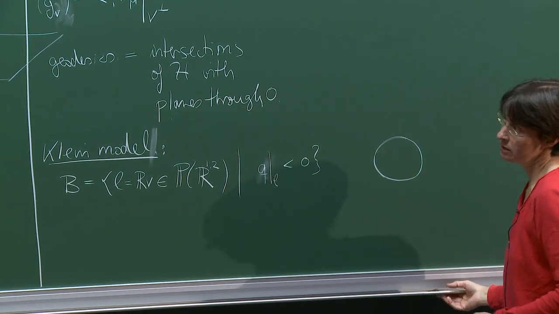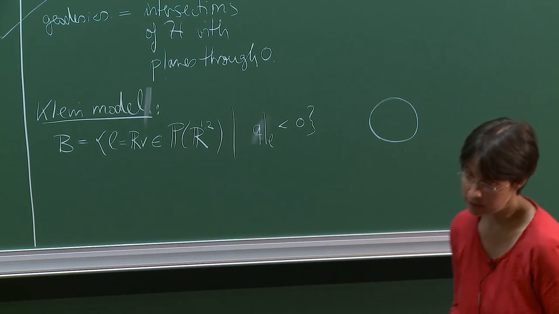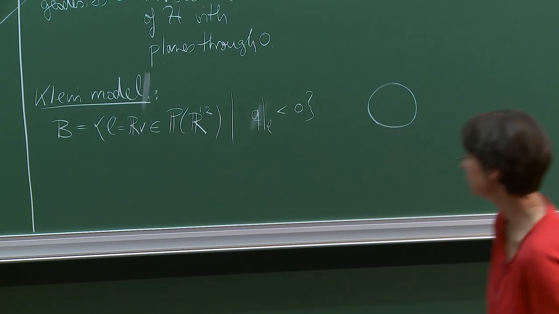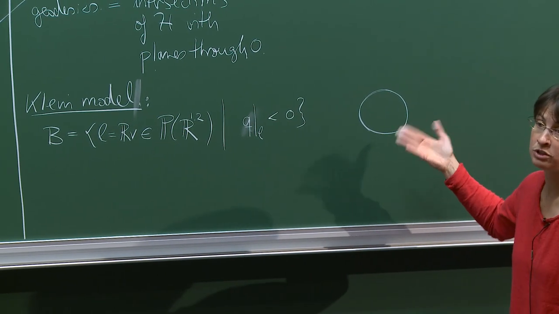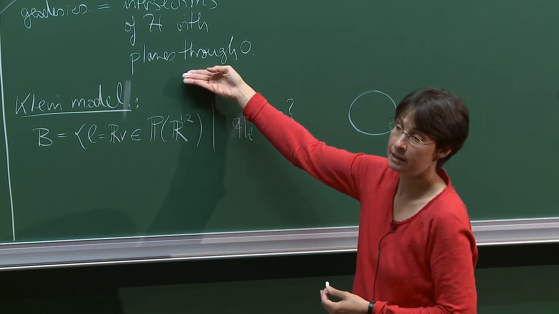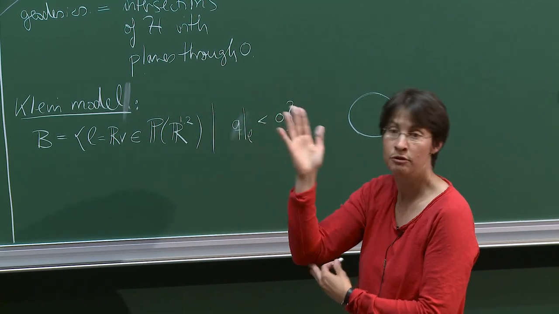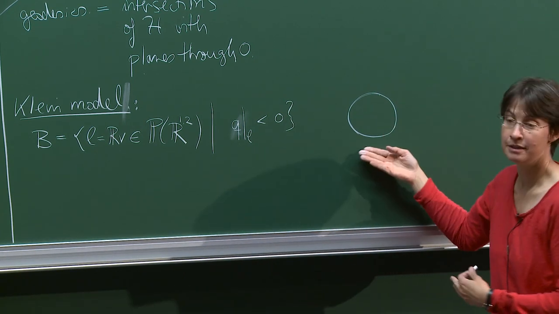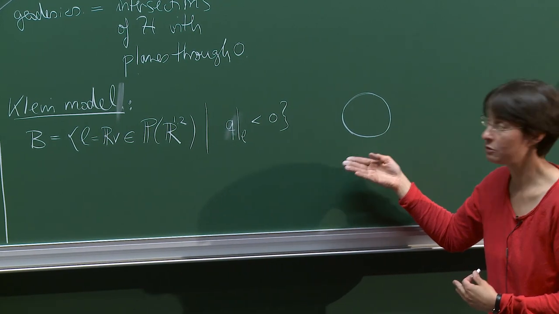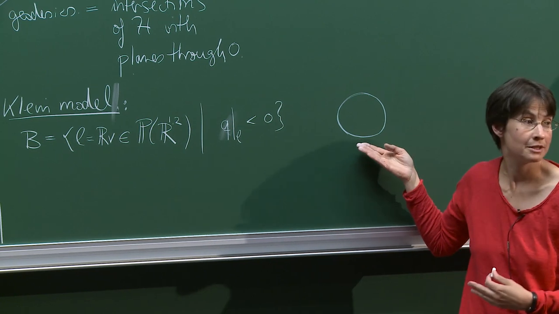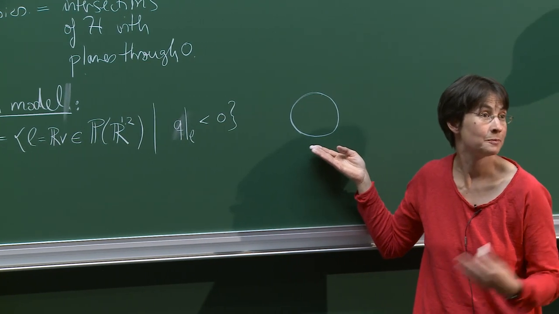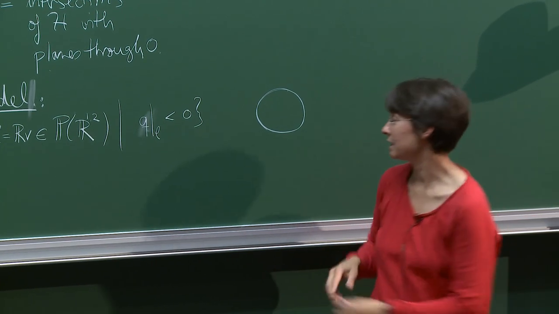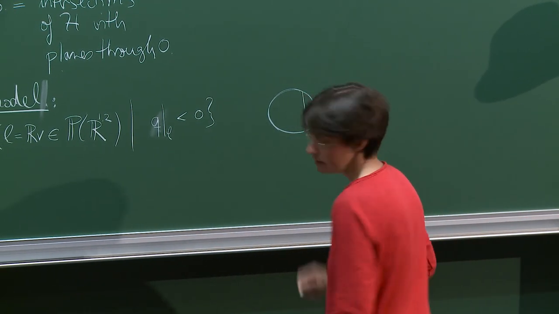So now when we look at this model of the hyperbolic plane, how do geodesics look? If we take what we know here, geodesics are intersections of planes through the origin with the hyperboloid. How does the intersection of a plane through the origin look with this thing? Anyone? It's just a straight line. So geodesics are just straight lines.